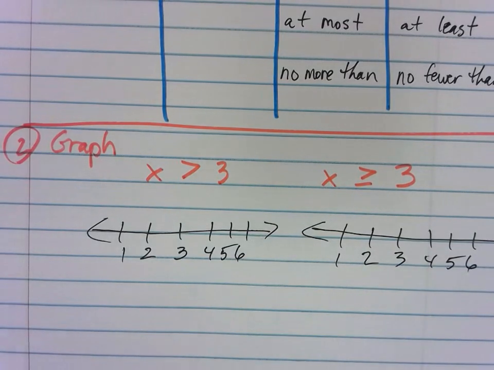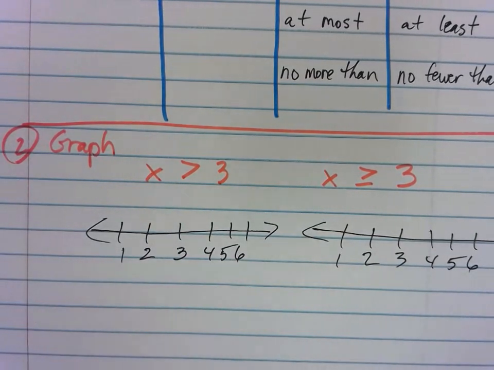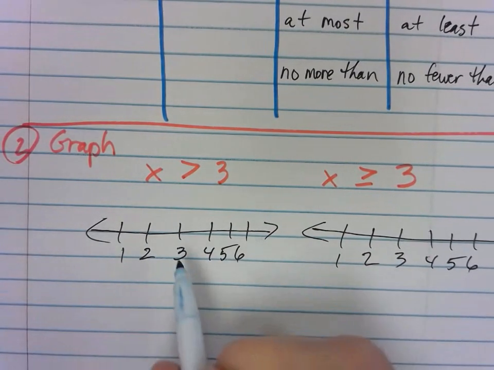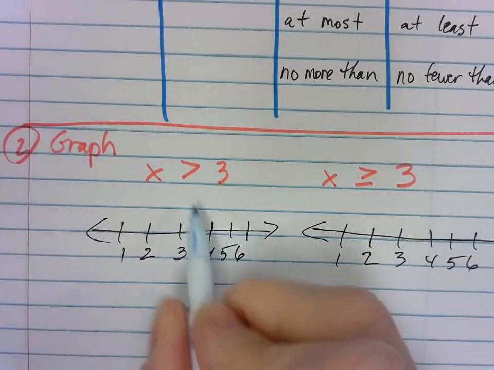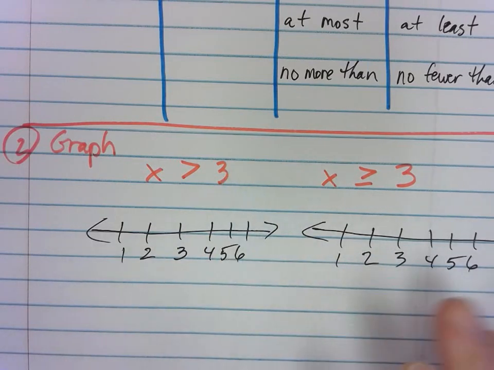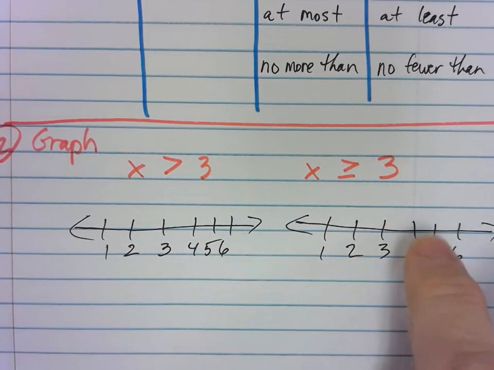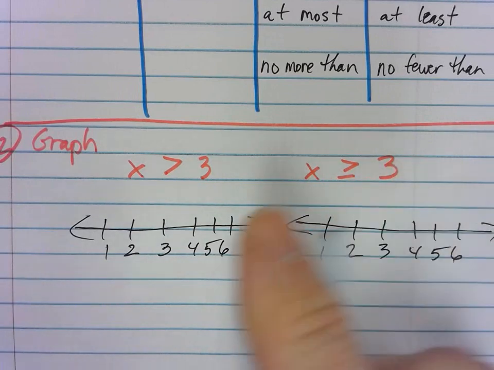Okay. So if it's a greater than, and it is just a plain old greater than, it's going to have a little bit different look on the graph than greater than or equal to. Okay, so all these numbers down here are greater than 3. 4 is greater than 3, 5 is greater than 3, 6 is greater than 3. Same over here.